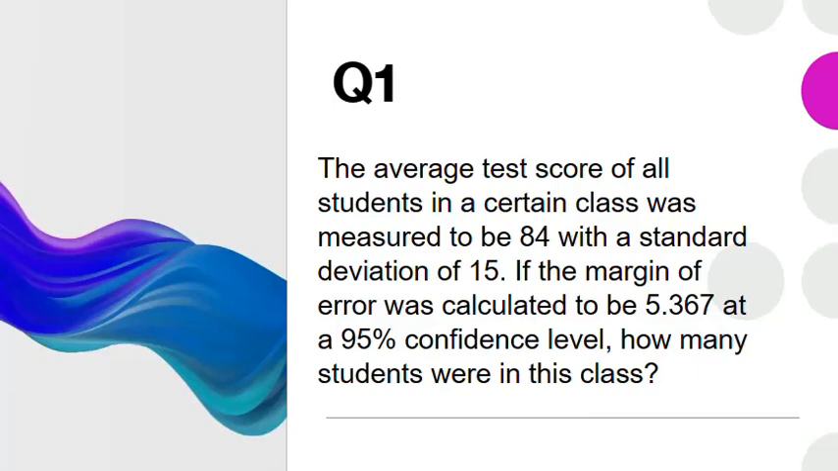So to start off, the first question that I have for you is: the average test score of all students in a certain class was measured to be 84 with a standard deviation of 15. If the margin of error was calculated to be 5.367 at a 95% confidence level, how many students were in the class? I would give you about 10 to 20 seconds to take a look at this and then I'll share the solution.